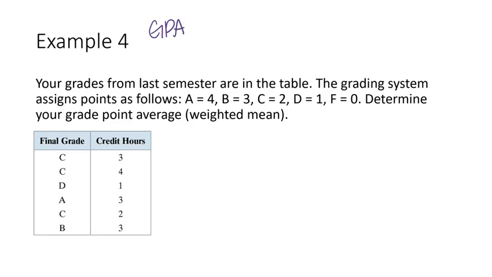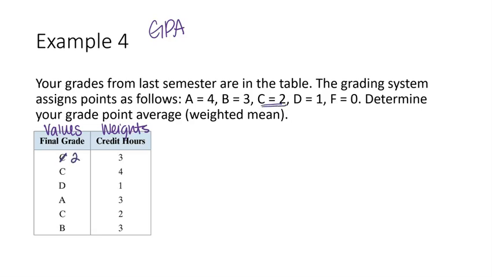Your actual grades, just like we did previously, are our values. But now, rather than a percentage to look at for my weights, my weights are my credit hours, right? A 3-hour course versus a 4-hour course. So before we do anything, we need to translate our letter grade C into its point value.